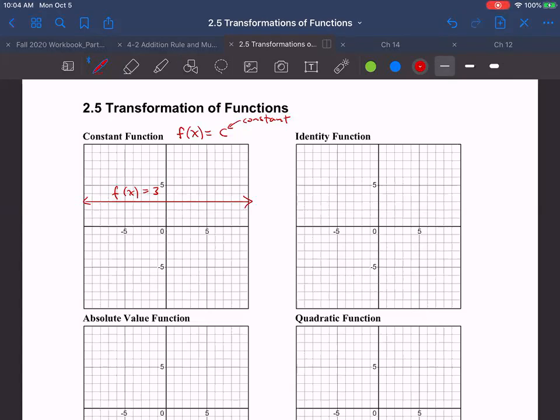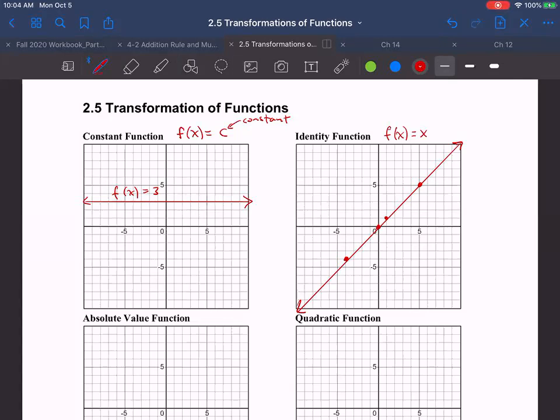The next one is called the identity function. This is anytime you have a function that's f of x equals x. In other words, whatever you put in is what you get back out. So if I plug in 7, I get a 7. If I plug in 4, I get a 4. If I plug in 0, I get a 0. If I plug in 1, I get a 1. If I plug in 5, I get a 5. If I plug in -4, I get a -4. So you get all these points as you go through there, and what you end up with is that right there. And that is the identity function, essentially just f of x equals x or y equals x.